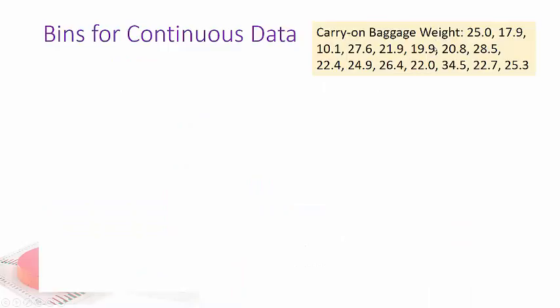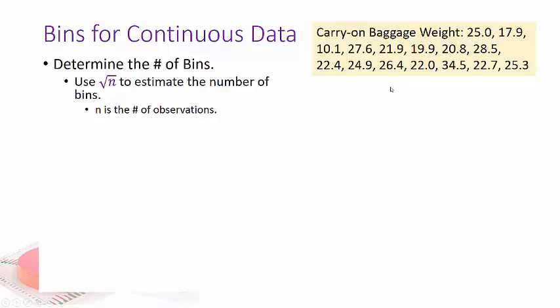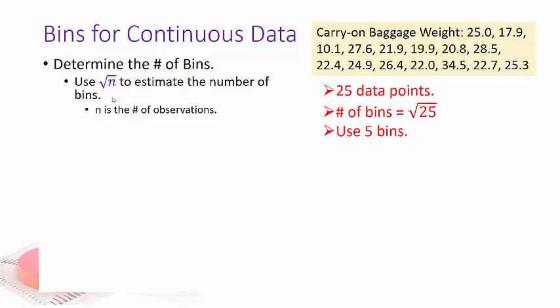Now, the tricky part on histograms is when you have values that aren't so pretty. For example, here's carry-on baggage weight. How do we determine the number of bins we're going to sort this in? This is a nice guideline I ran across. We can use the square root of n, where n is the number of data points, to estimate the number of bins. Well, we have 25 data points here, which means we are going to have square root of 25, or 5 bins.